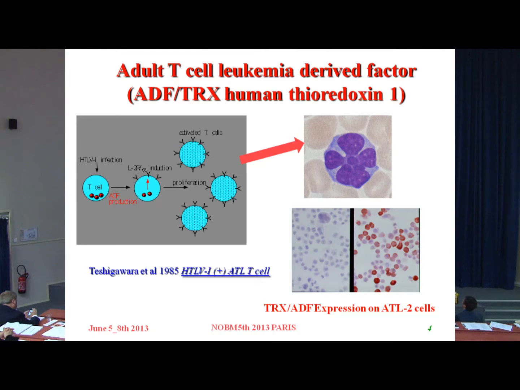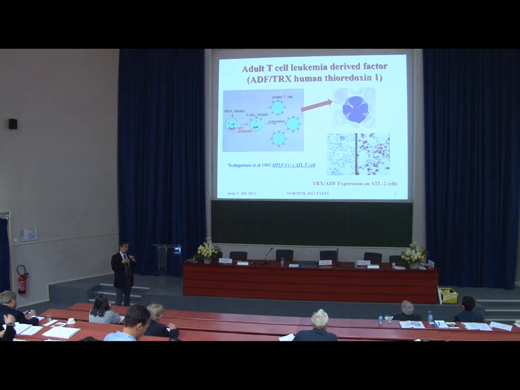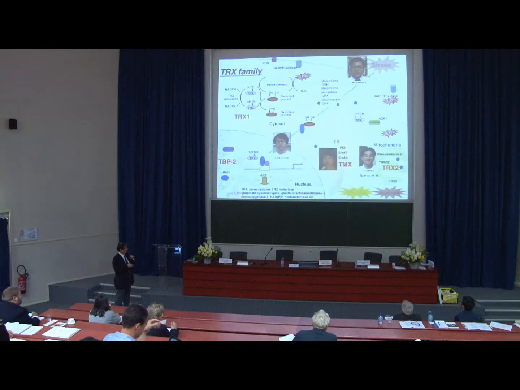In the very old days, when we were working on retrovirus-related disease, which was formerly called adult T-cell leukemia caused by the human retrovirus HTLV-1, we happened to find a factor produced from these transformed cells. These proteins, after the cloning, were found to be the current thioredoxin 1. It was around the mid 80s. Several laboratories in the world have found thioredoxin 1 as a kind of cytokine or co-cytokine type of molecule in a variety of disease conditions.